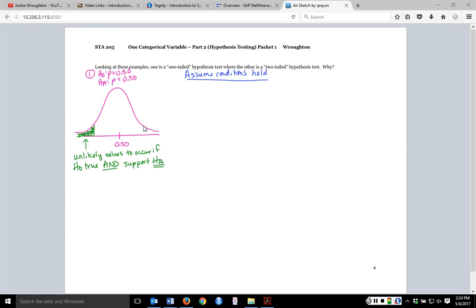All right, let's see if that would be different for example 2. So for example 2, our null hypothesis was the same, that p was 0.5. But our alternative was that it was not equal to 0.5. Again, assuming my conditions hold. Gonna have my pretty little curve there. Same null hypothesis, so we're still assuming it's a fair coin.